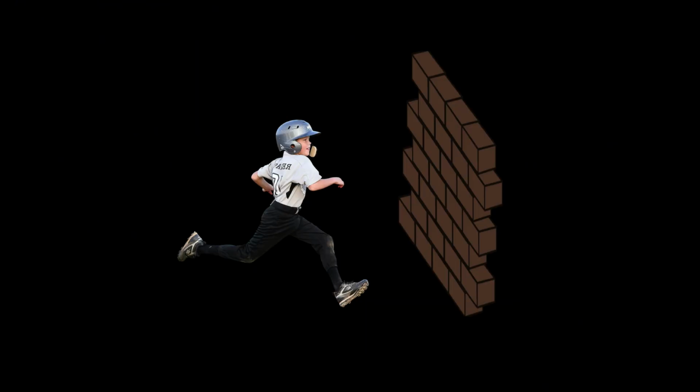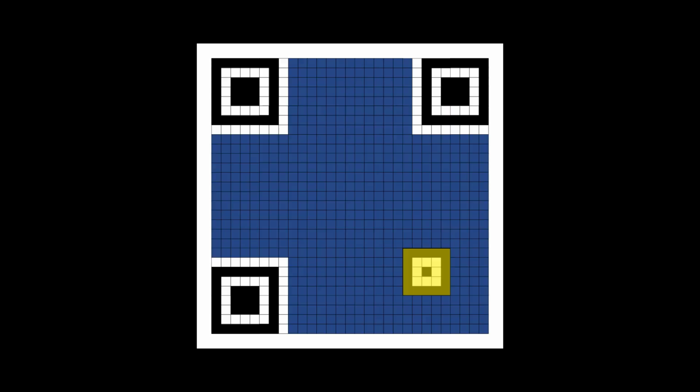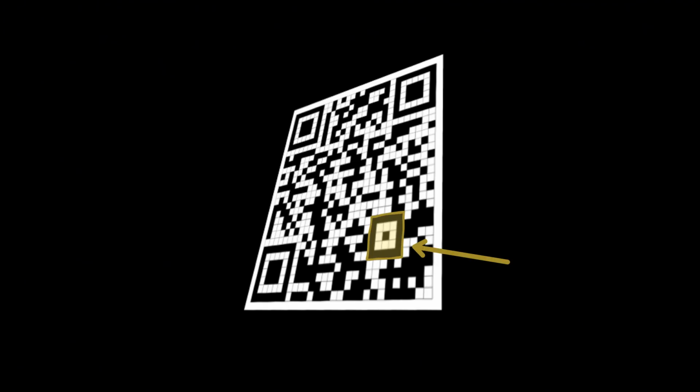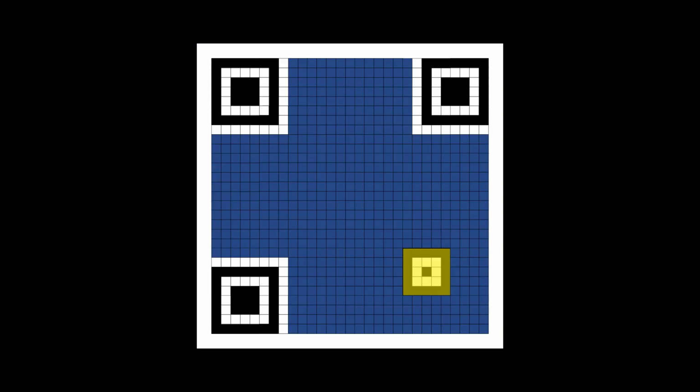And now we run into our next problem. If we view the code at an angle, it becomes distorted. Since we're trying to read patterns and these two aren't the same, distortion is bad. So we add this 4th square called an alignment pattern. You can see it here. The scanner measures the distance from this alignment pattern to the finder patterns to correct the distortion. The bigger the QR code, the more alignment patterns it has. Our code just needs one though.